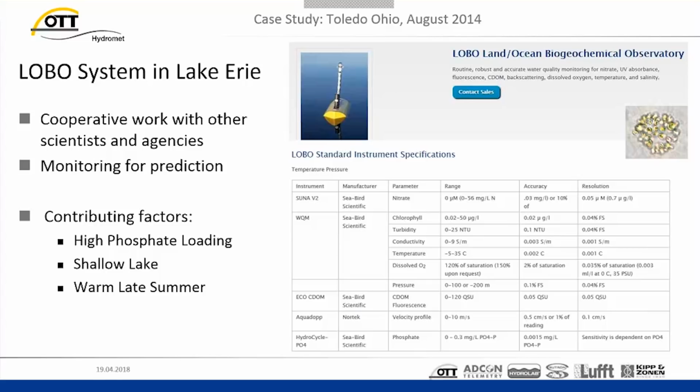So that's the setup, and then the question is, well, why do you get a bloom at any particular time and space? So the LOBO system is licensed out of MBARI, the Monterey Bay Aquarium Research Institute, and the idea of the LOBO system is to put together a broad spectrum of physical and biogeochemical sensors, and then build a system in which it calls in and logs the data on a website every half hour.